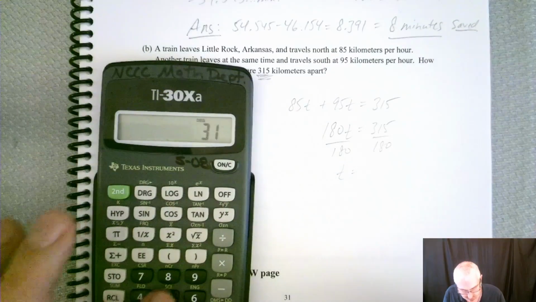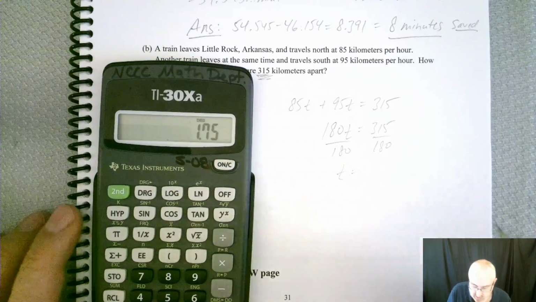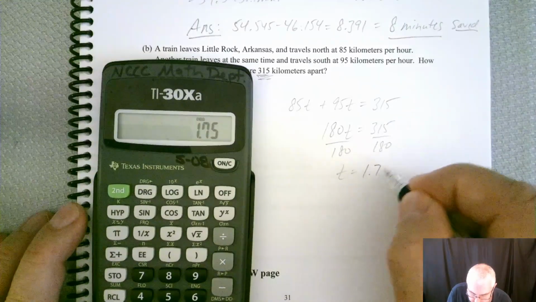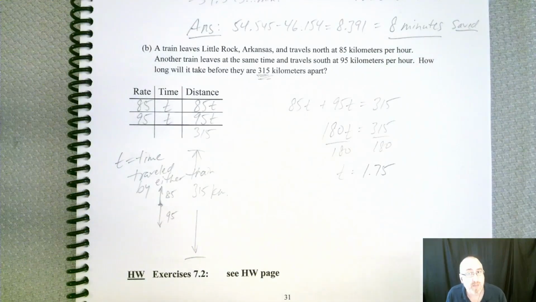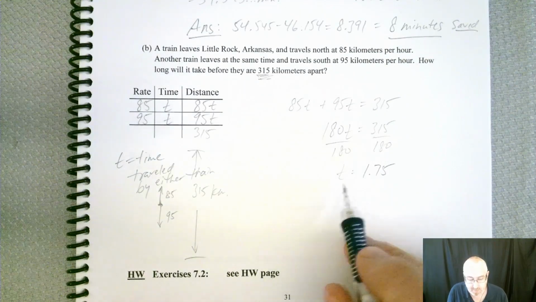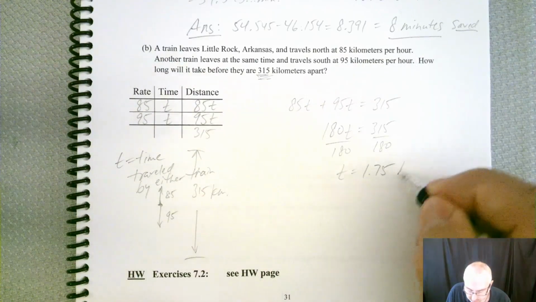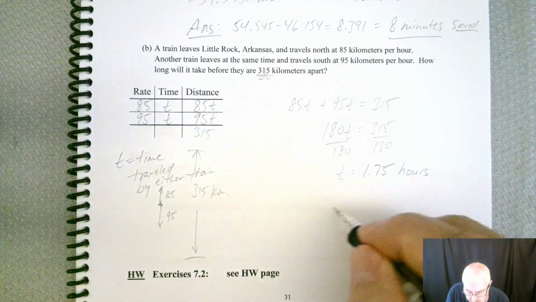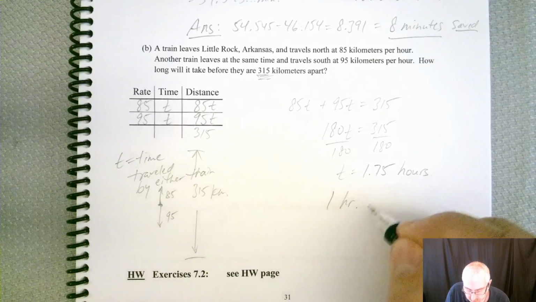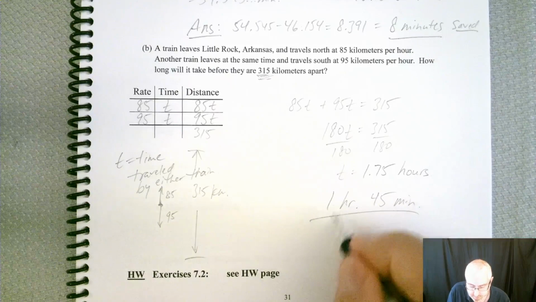Let's make sure we get it right. So 315 divided by 180 equals 1.75. So 1.75, and then what would the units be? We're talking about time. Everything was in kilometers per hour, so it's going to be hours. Now, if you wanted to be fancy and put it in hours and minutes, you can, but you don't have to. So 1 hour and 45 minutes.